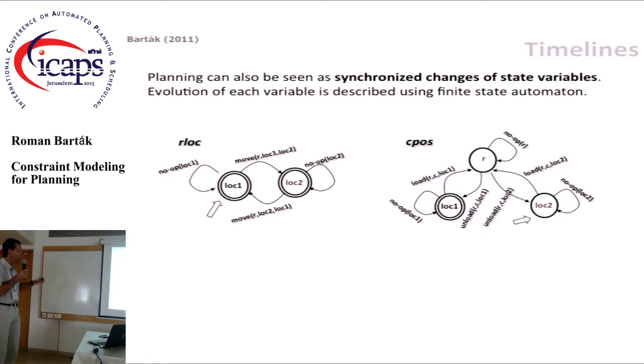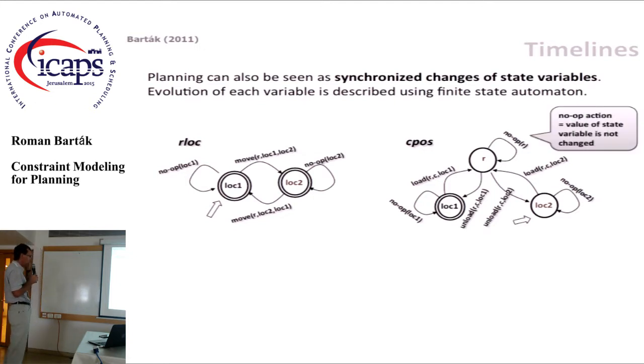So we define these separate finite state automata for each state variable, and then planning is finding a path in each automaton from the initial state to the goal state. But these paths must be synchronized, meaning if I do some action in one automaton, the same action should be done in the automaton for the other variable if it's changing this variable, or no-op should be used there. So yeah, this is the description.